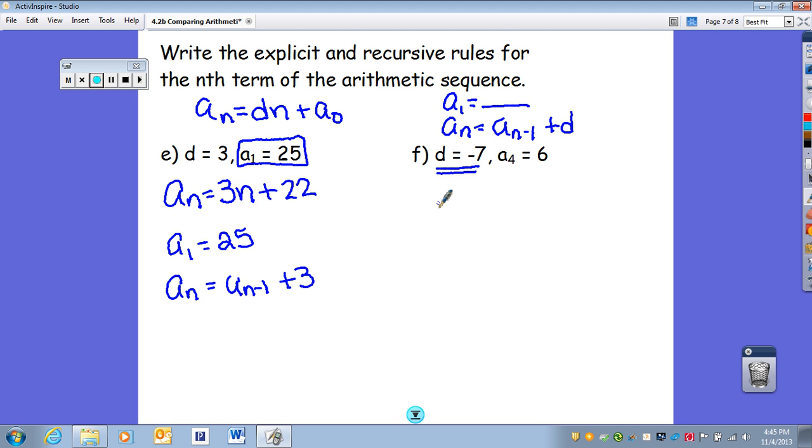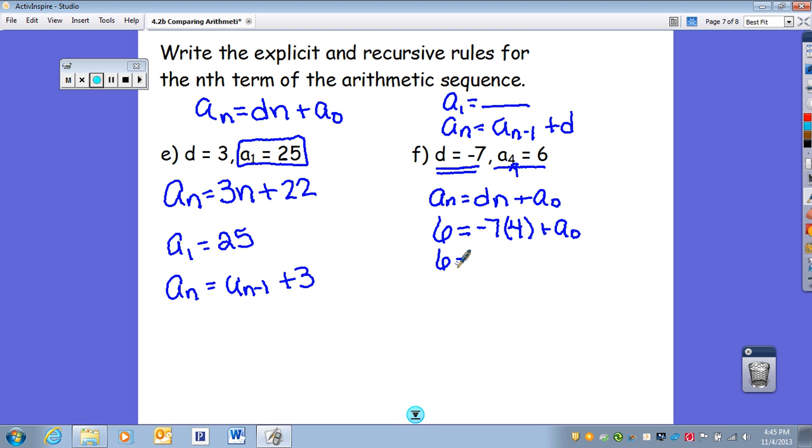Or I can fill in the formula to find my a sub 0. Here's what I'll do. A sub n means I can take any term I want. Well, I have my fourth term. So what I'm going to do is first of all find my a sub 0. So my a sub 4 is 6. My difference is negative 7, and according to my term, I have my fourth term listed. That's my number 4 term. And then that will give me my a sub 0 when I finish solving the equation.